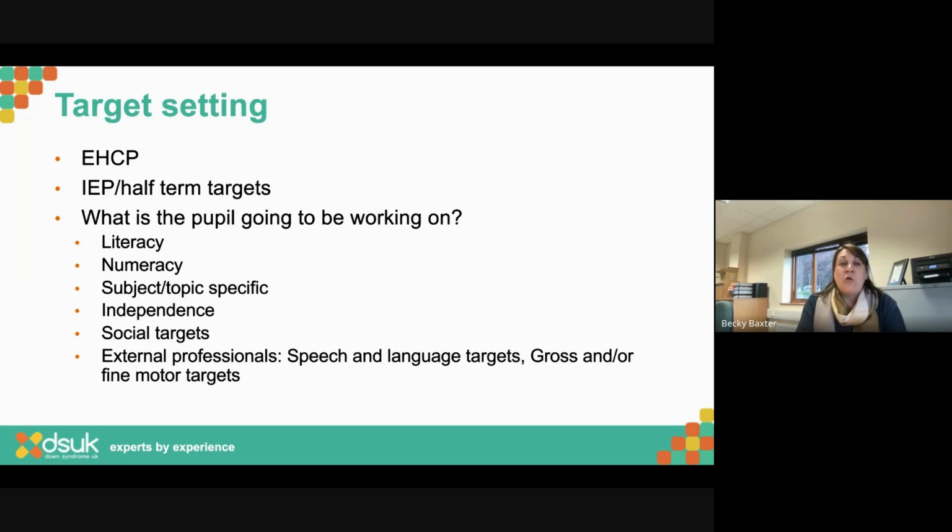Obviously, it might be subject or topic specific. What are they learning in this unit? What are the key facts that we want them to take away? What does that knowledge look like? Also, I'll be looking at targets around independence. So how are they managing within the class, within the school? And I'll be looking at social targets. So how are they interacting with their peers and with a range of staff that may be in school. You also may have targets from external professionals like speech and language therapist, OT maybe, or physio.